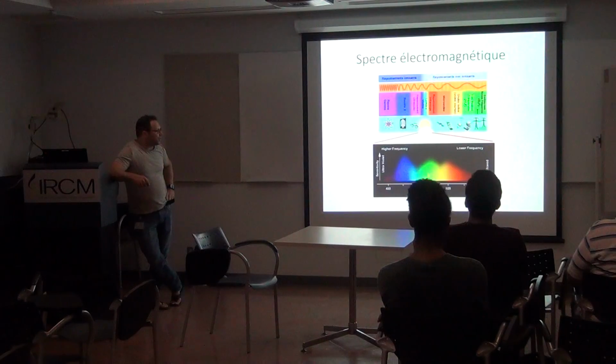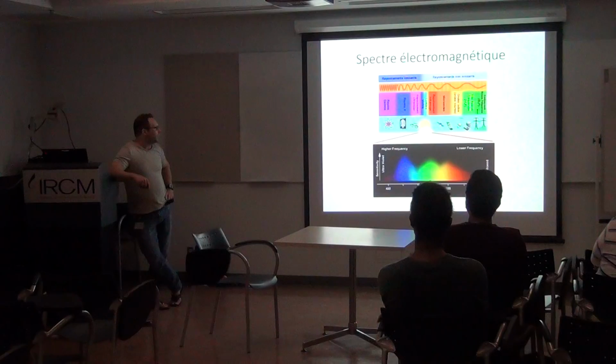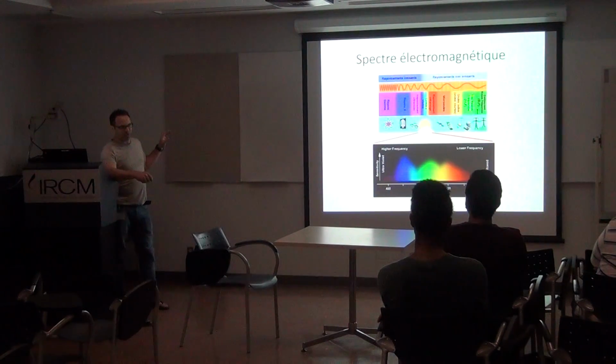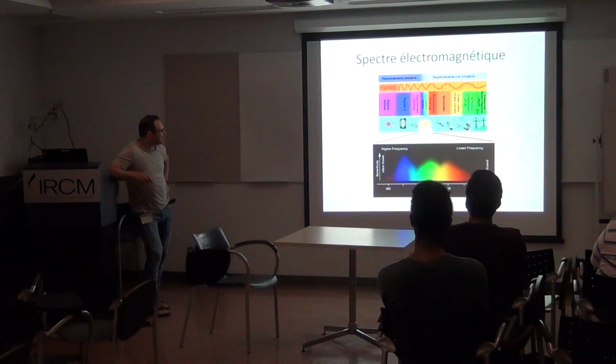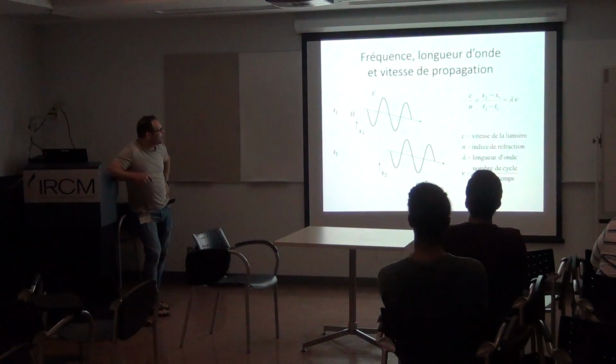And so this is the visible range that starts about 400 nanometer up to 700, 750 nanometer. And then after it's infrared, and below it is UV, and even X-ray or gamma ray, which are much more energetics, which will damage you if you are hit by that. Okay, so just to know that.